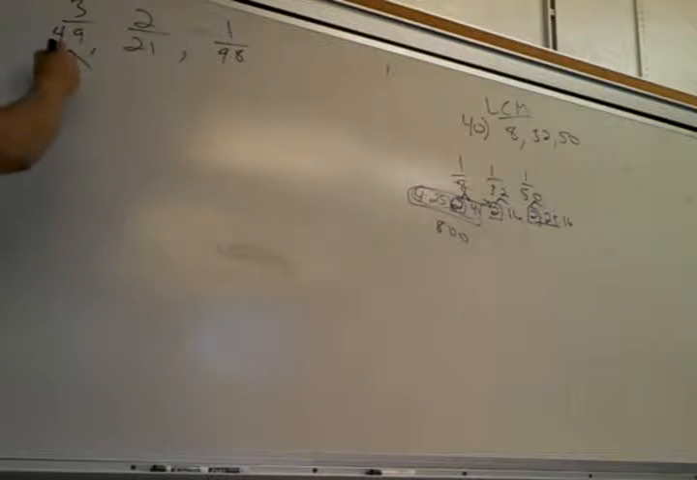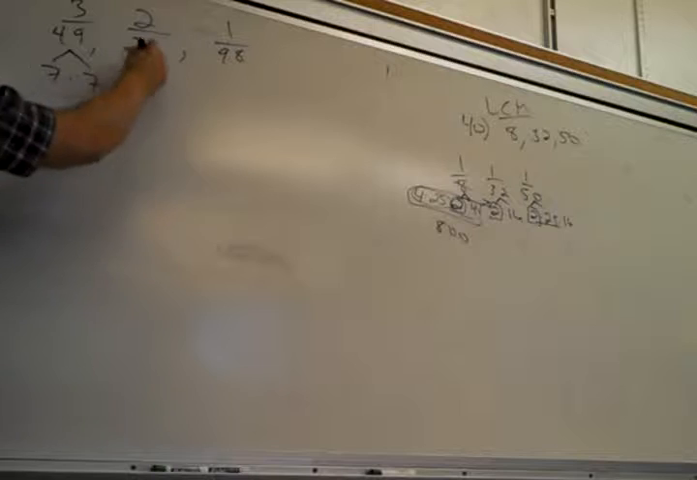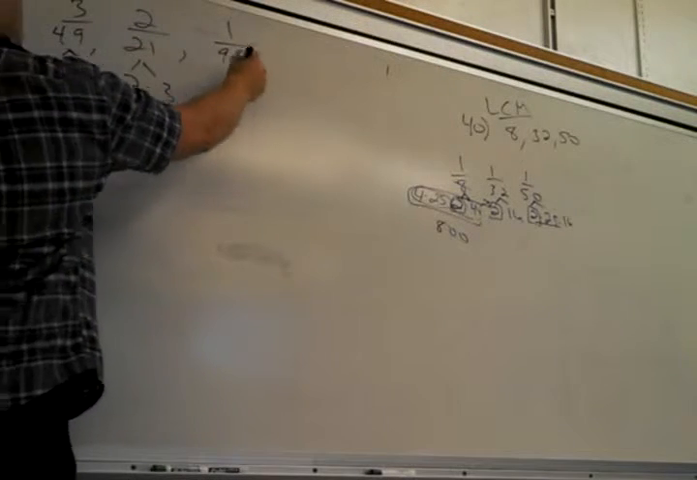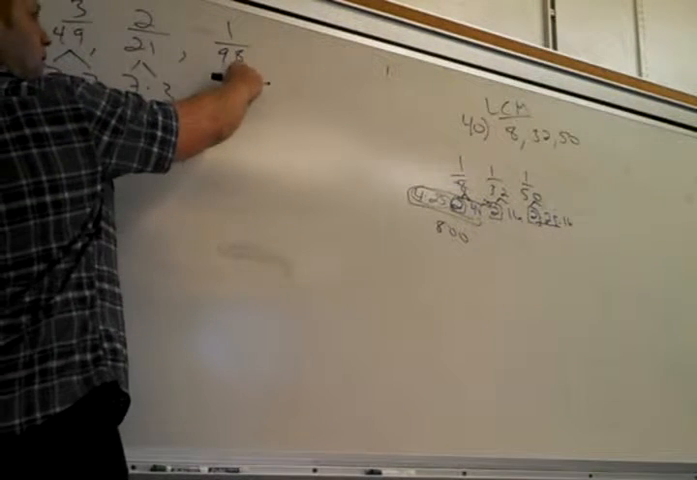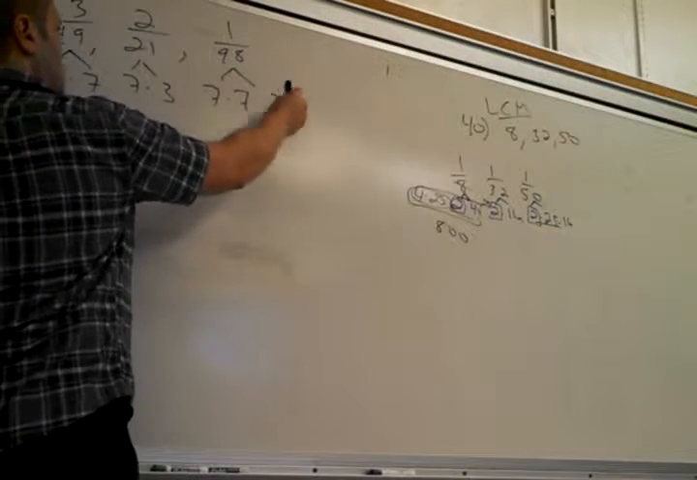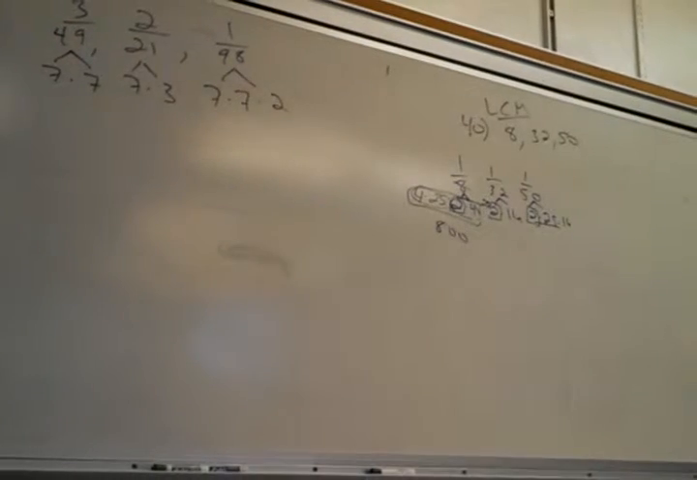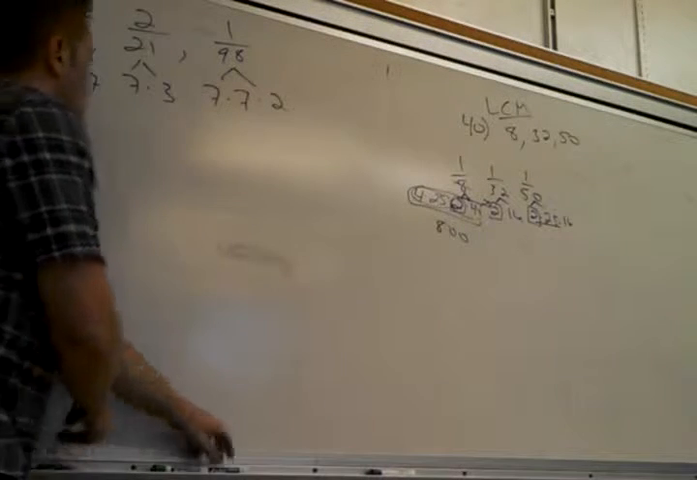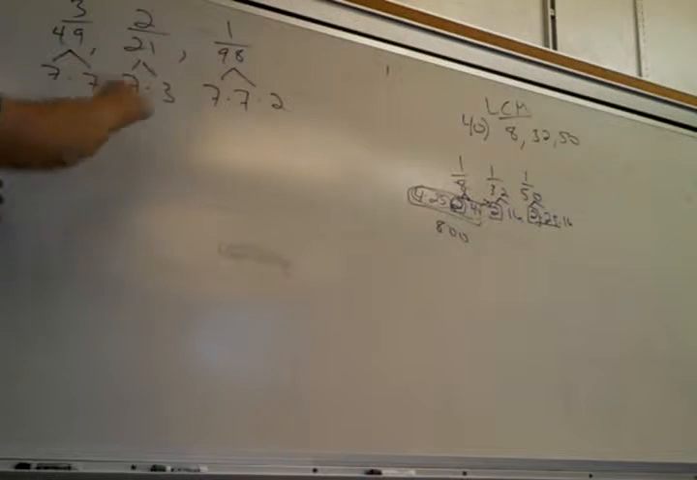So this will be 7 times 7. This will be 7 times 3. This is interesting. 7 times 7 times 2. Good. That's 49 times 2, so that's 7 times 7 times 2. And I just focus on who's missing what. Right? So what's he missing that everybody else has? 3 and 2. A 3 and a 2.